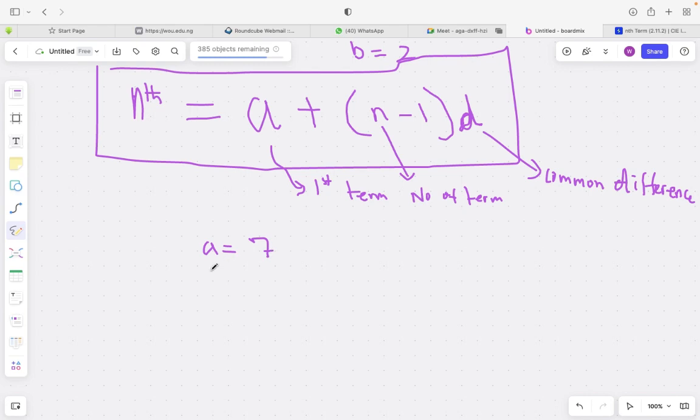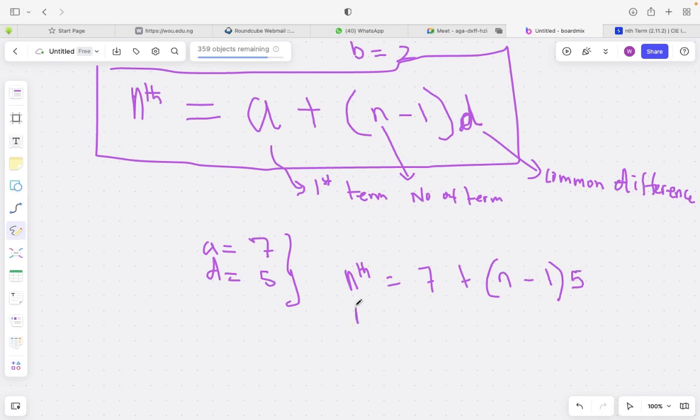A is 7 and D is 5. So we use the formula, we substitute it into the nth term. The nth term is equal to the first term, which is 7, plus bracket n minus 1, since we don't know the number of terms. You write n minus 1 multiplied by the common difference, which is 5. We're going to use this 5 to multiply this bracket.